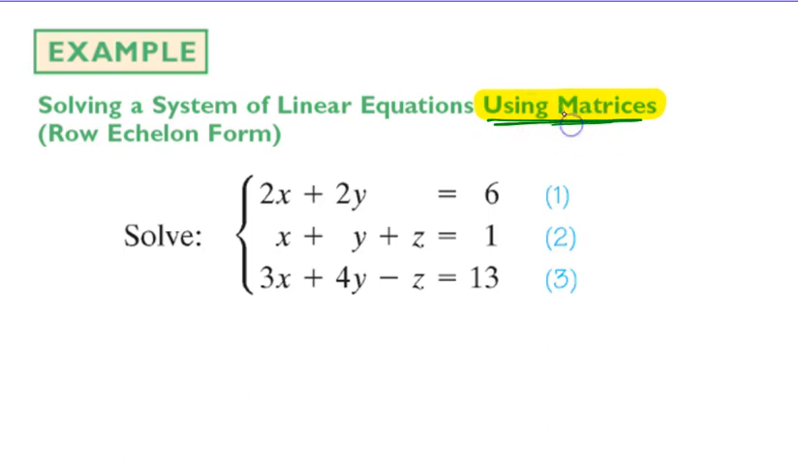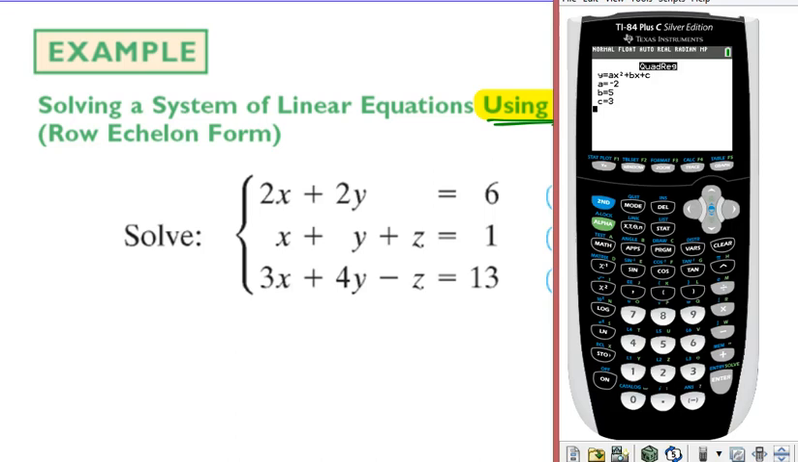So it says use matrices, and they want you to work this out by hand, but honestly, if I saw this on my math lab, I would go to my calculator. So just to show you real quick, I would edit this. This is a 3 by 4 matrix. So type in the dimensions, 3 by 4. 2, 2, remember we have a 0 in here, 6, 1, 1, 1, 1 for this entire row, 3, 4, negative 1, and 13.